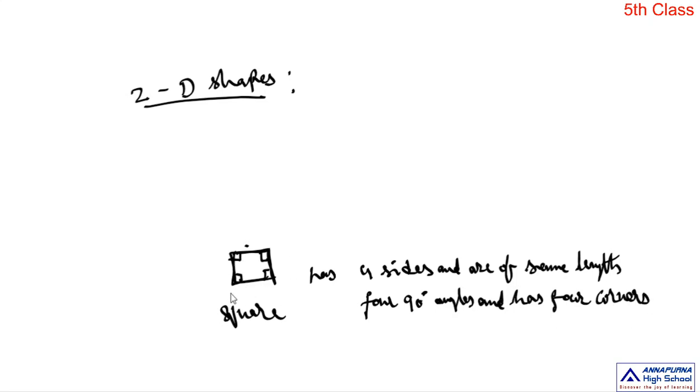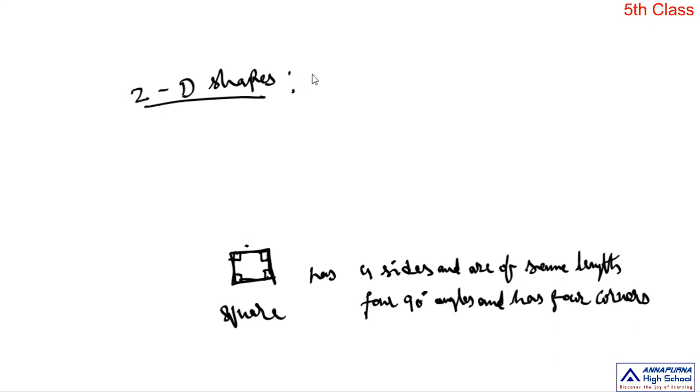If you observe this diagram, it is made up of straight lines only. This is a straight line, and this is a straight line. The square is made up of straight lines. Such a diagram is called a two-dimensional shape. That means a 2D shape has length and breadth only.